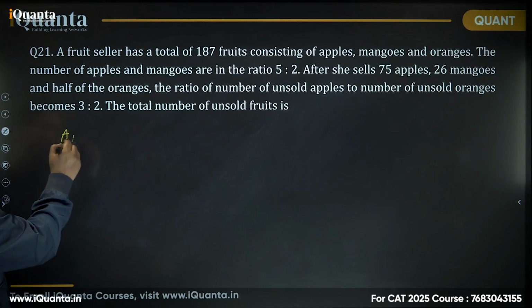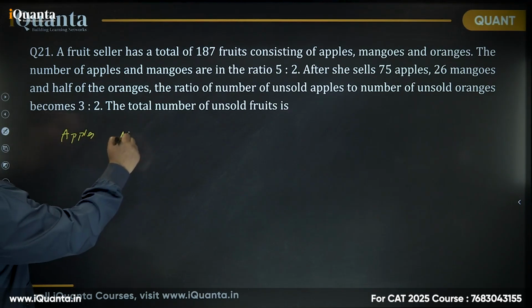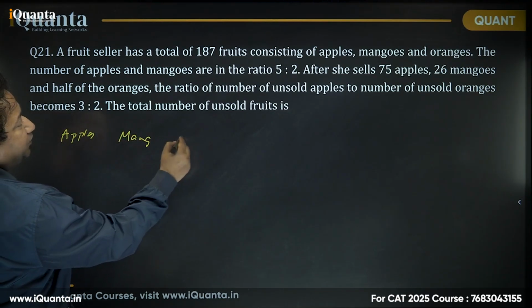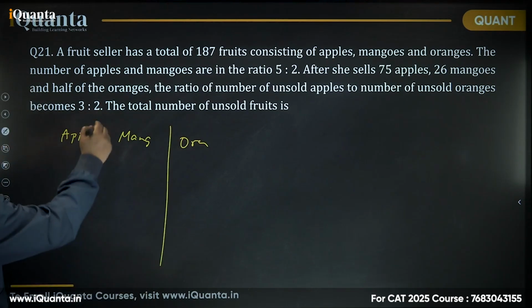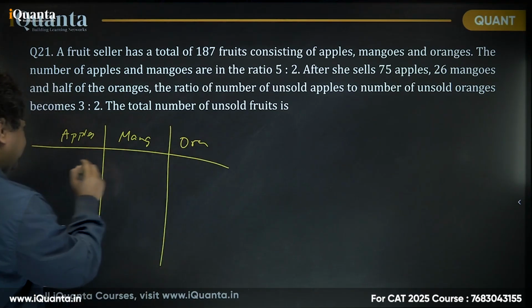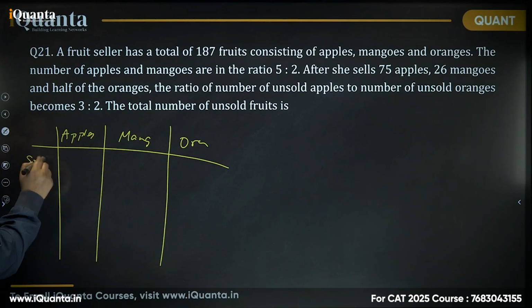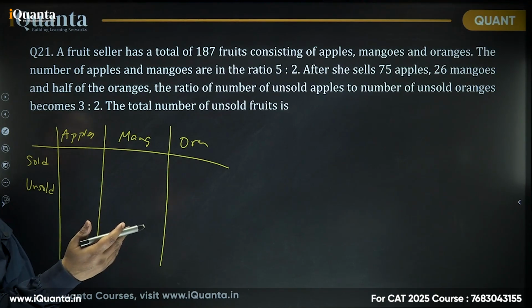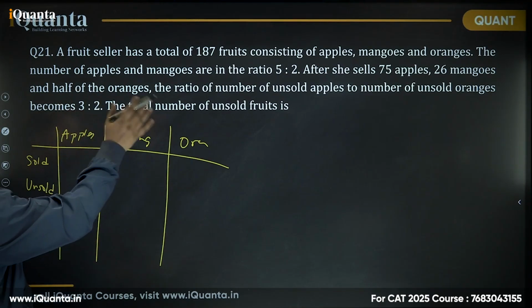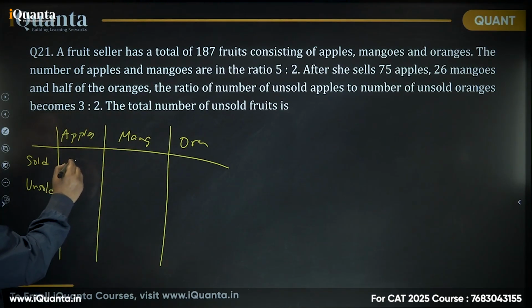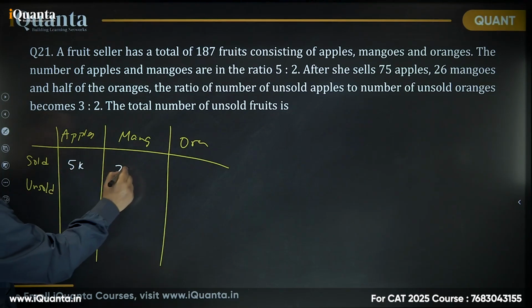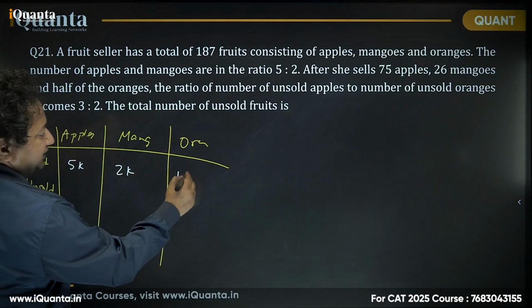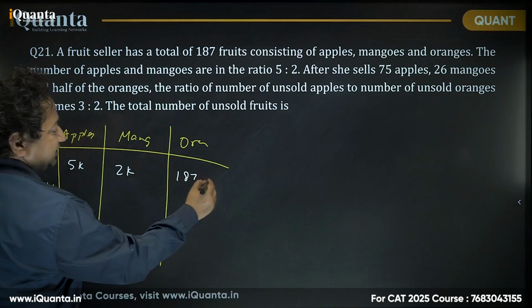So let's have apples, mangoes, and then we have oranges. Let's solve it once and for all, the sold and unsold part, so that we don't get confused ever in future. The ratio of apples to mangoes is 5 is to 2. So if this is 5k, this will be 2k. Nice. This will be 187 minus these two, minus 7k.